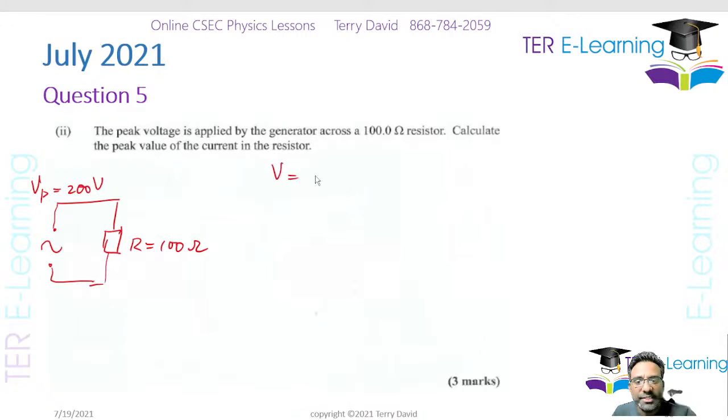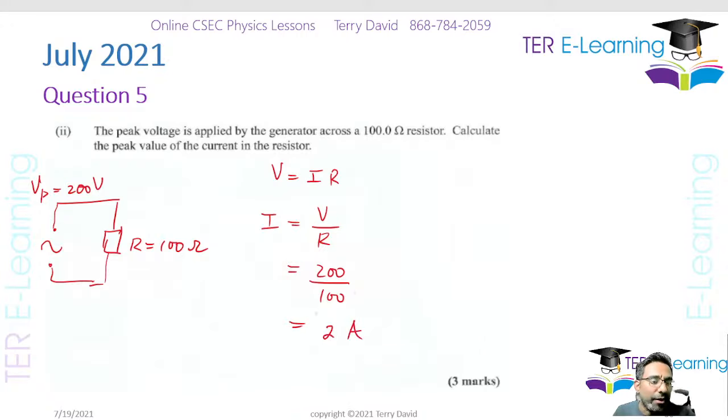So remember, V is equal to IR. That's what we're going to use here. So my current I is equal to V over R. My peak voltage is 200, and you're dividing that by 100 ohms. And this is going to give me 2 amps. So my peak current is going to be 2 amps. Right, so the answer is 2 amps. That's what I'm getting here. And 3 marks for that.